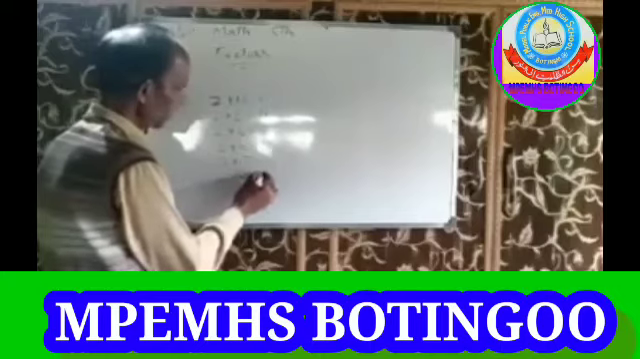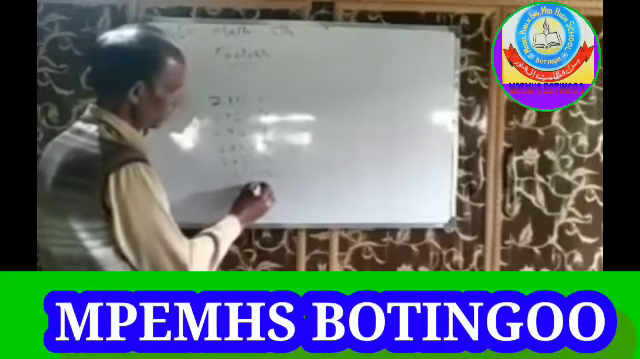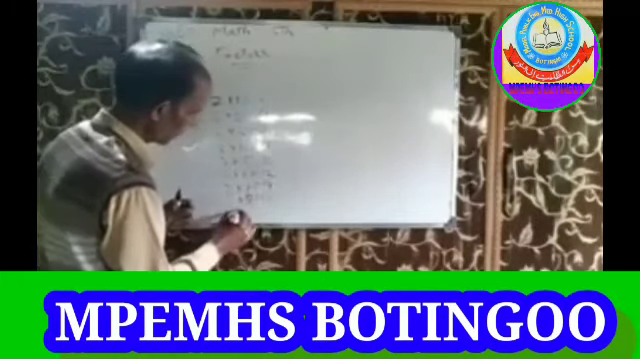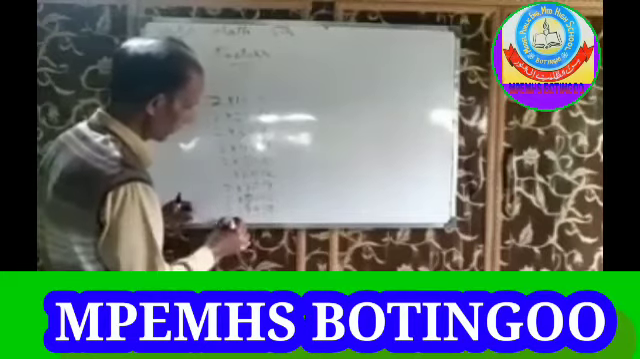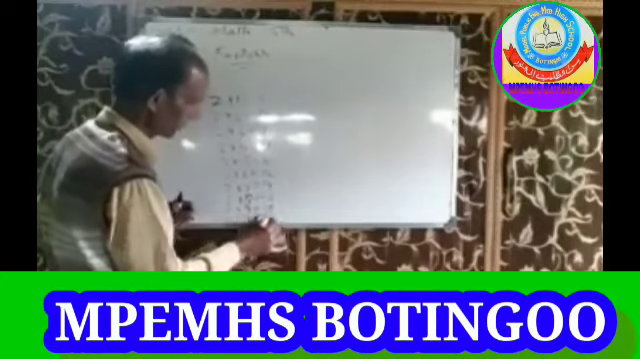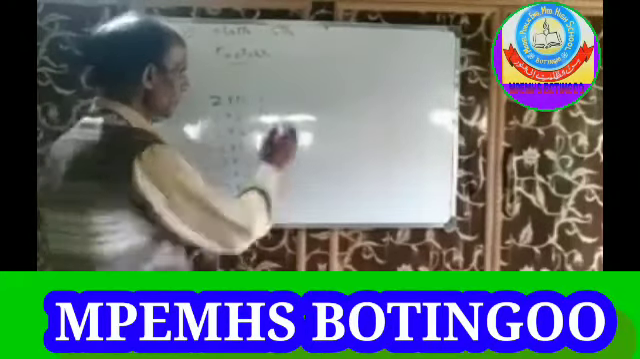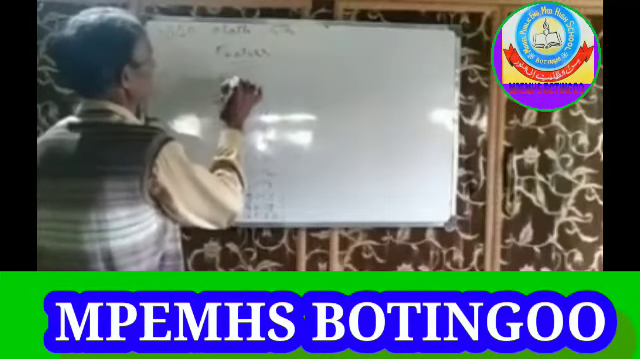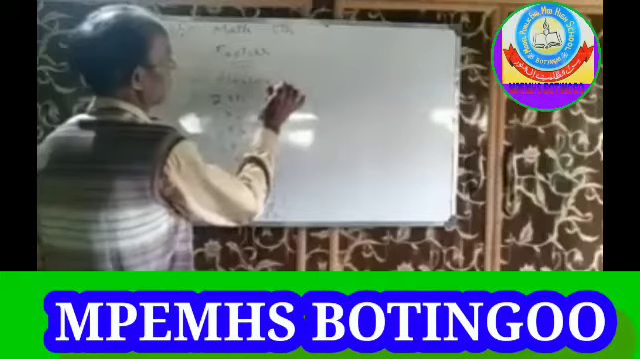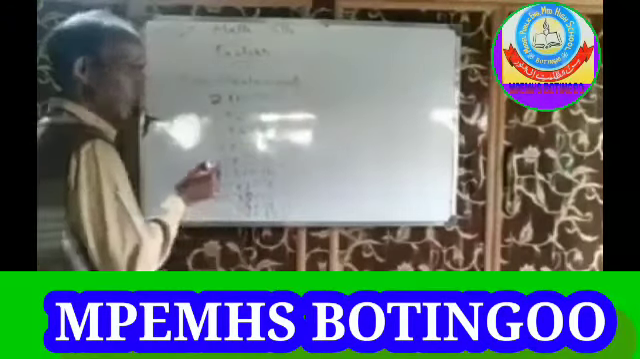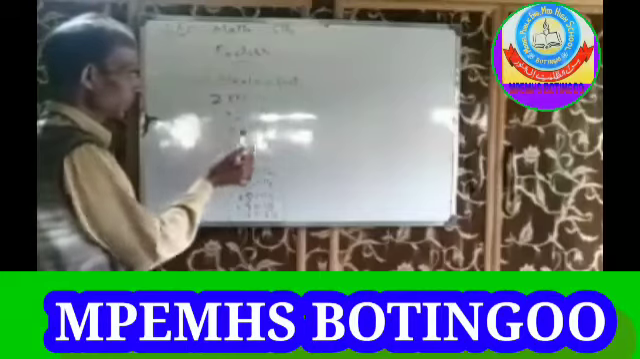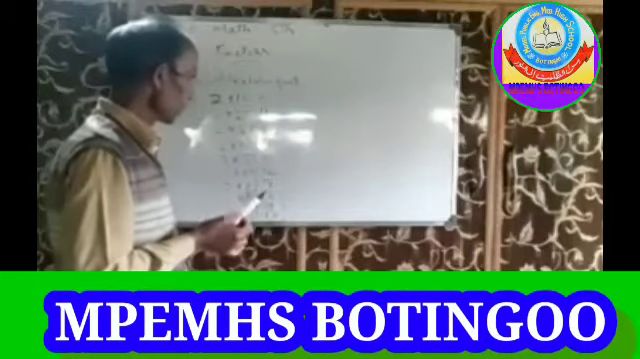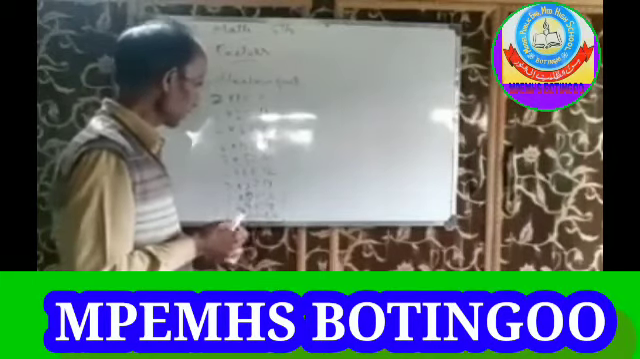2 multiplied by 6 is equal to 12. 2 multiplied by 7 is equal to 14. 2 multiplied by 8 is equal to 16. 2 multiplied by 9 is equal to 18. 2 multiplied by 10 is equal to 20. Now understand, this is called a multiplication fact. 2 1s are 2, 2 2s are 4, 2 3s are 6, 2 4s are 8, 2 5s are 10, 2 6s are 12, 2 7s are 14, 2 8s are 16, 2 9s are 18, 2 10s are 20.